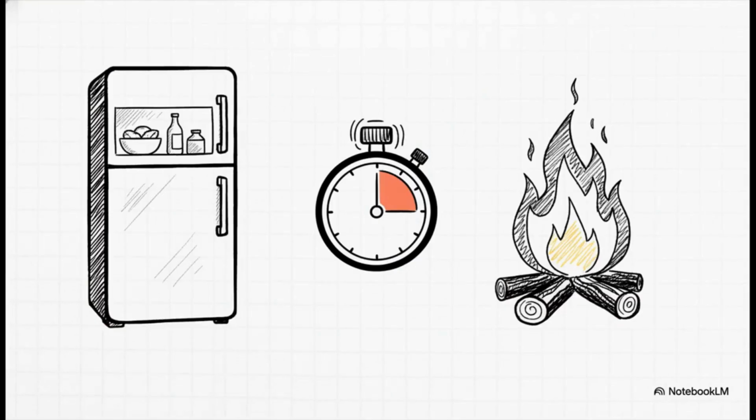Well, believe it or not, there's a whole field of science dedicated to answering exactly that. It's called chemical kinetics. It's the study of reaction speed, and it explains everything from why your milk sours to why fireworks explode. It's all about how fast chemical changes happen.